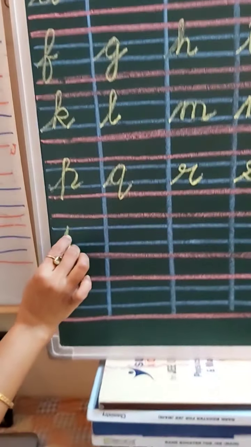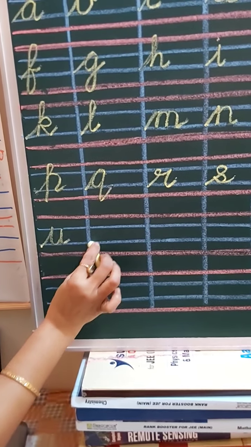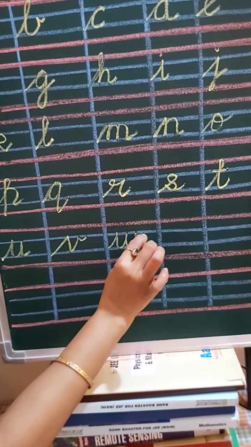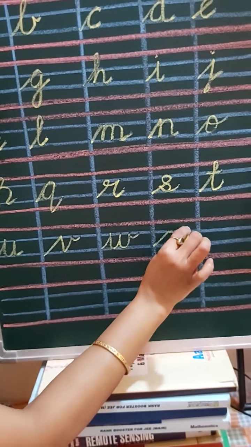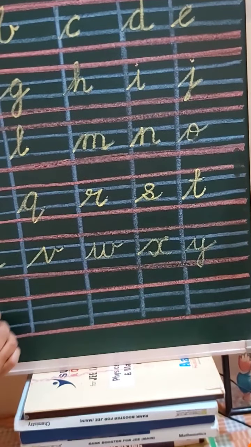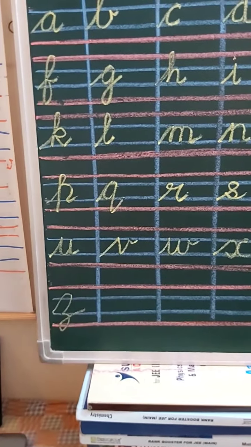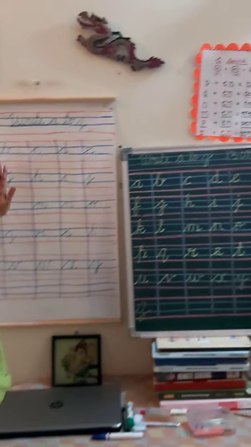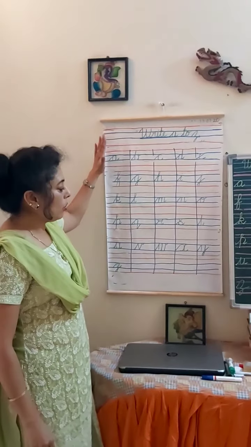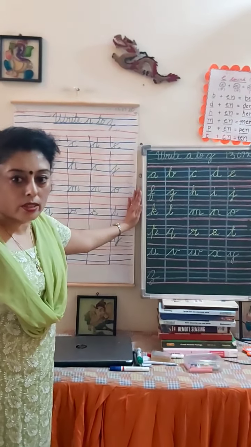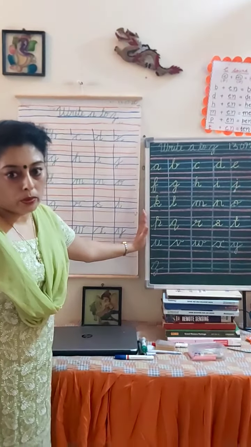U, V, W, X, Y, and the last letter Z. So this is the formation. Once I have written it on the whiteboard, and the second time I have written it on the blackboard.